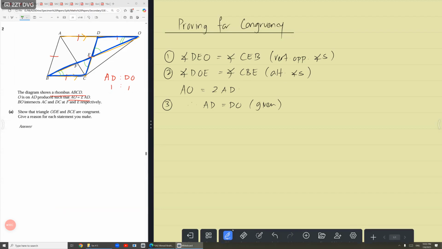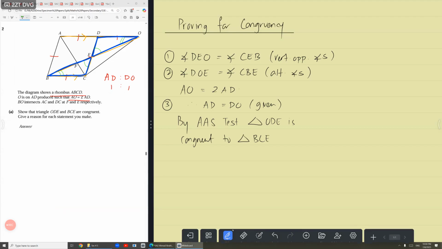Okay, so our concluding statement is by angle, angle, side test, triangle ODE is congruent to triangle BCE. Okay, or you can say by AAS test, triangle ODE and BCE are congruent.